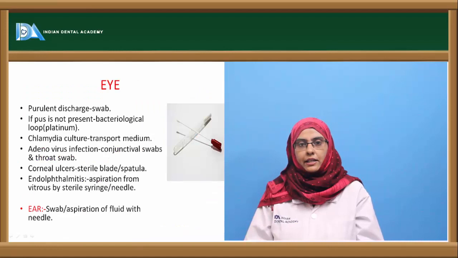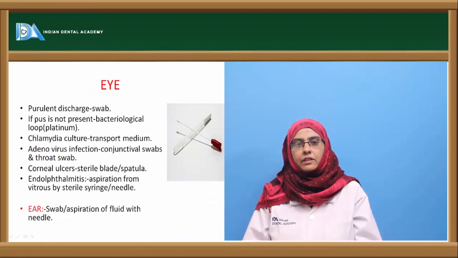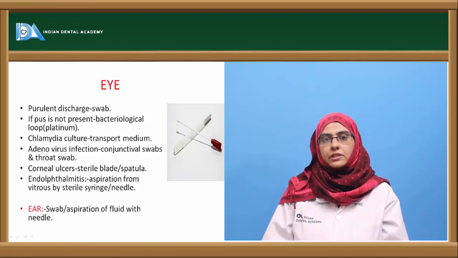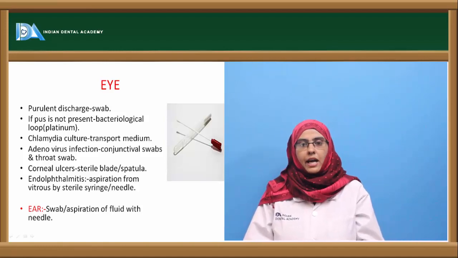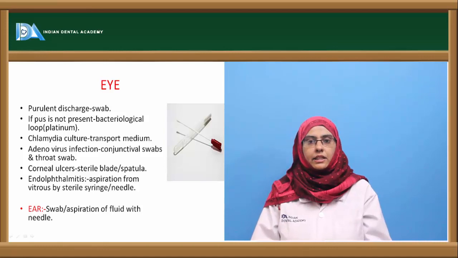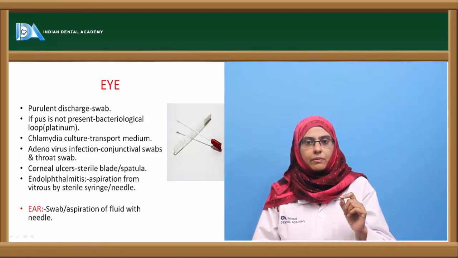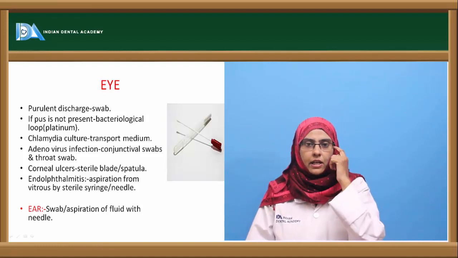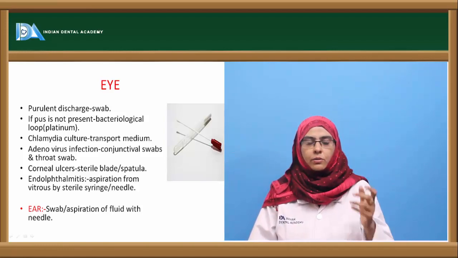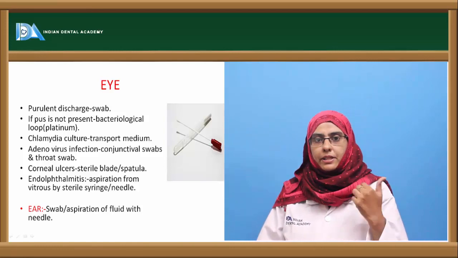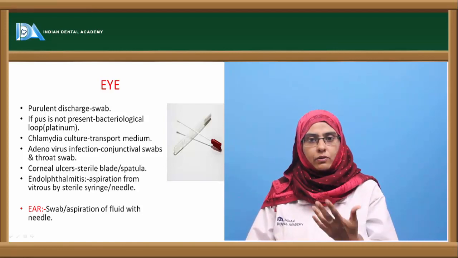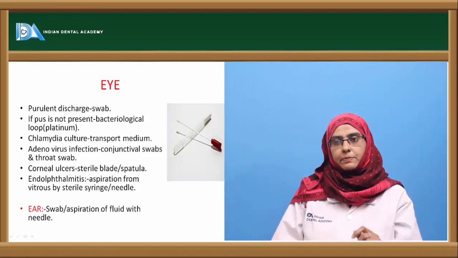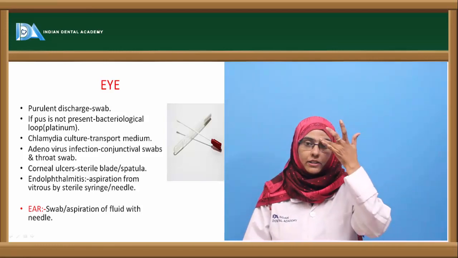And next, coming to the eye, which is usually infected with most of the fungal organisms. So here if there is a purulent discharge, you can collect it with the help of a swab, and if pus is not present, it can be scraped with the help of a bacteriological loop that is made up of platinum. In case of bacteriological techniques, mostly the loop is made up of nichrome, but it causes abrasion of the conjunctiva. So in order to overcome that, we make use of a loop made up of platinum to collect the specimen from the eye or the corners of the eye.